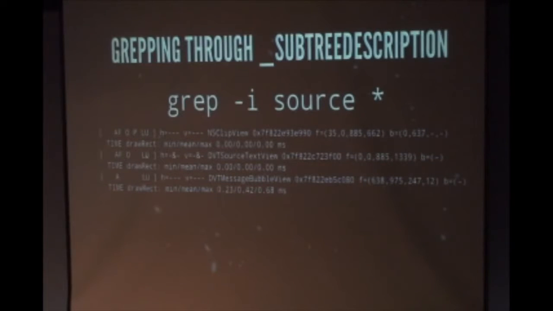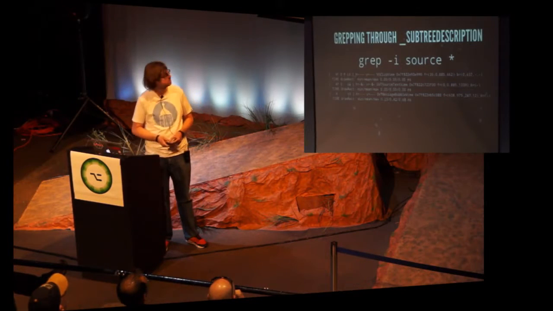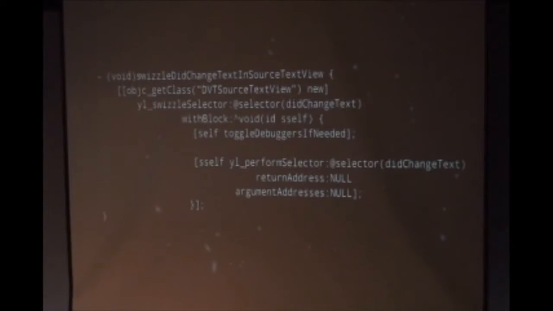So for a second problem, which is finding out if the user types anywhere, we're using a different method: I did the subtree description of the whole workspace window controller in the debugger. Subtree description is, for those of you who are doing iOS, basically the same as recursive description. And then I just grepped for source. What came up is DVTSourceTextView. And what that is, is just a normal NSTextView.